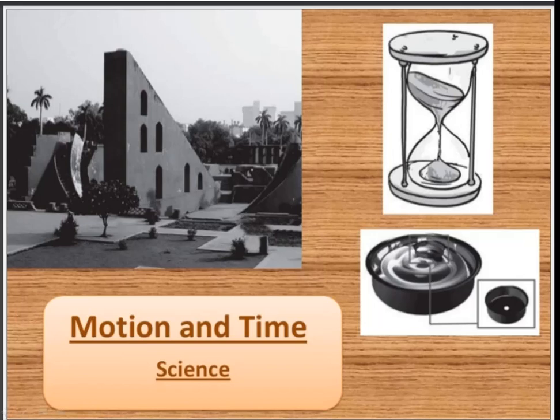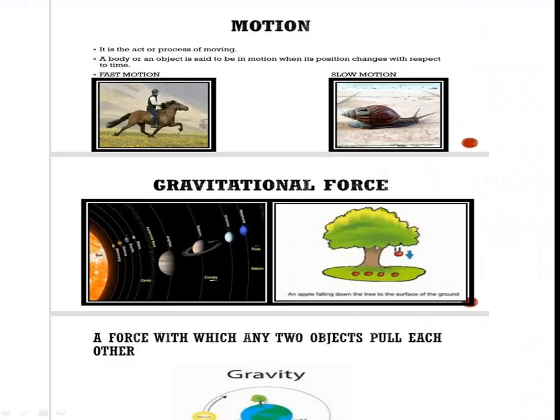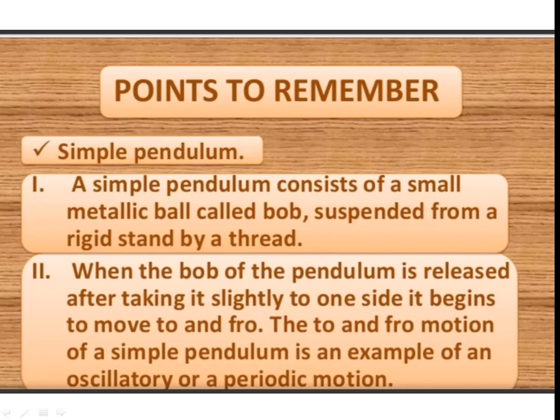What is motion? An object is said to be in motion when it changes its position with respect to time and surrounding. Gravitational force: a force with which any two objects pull each other. There are few points to remember in this chapter.